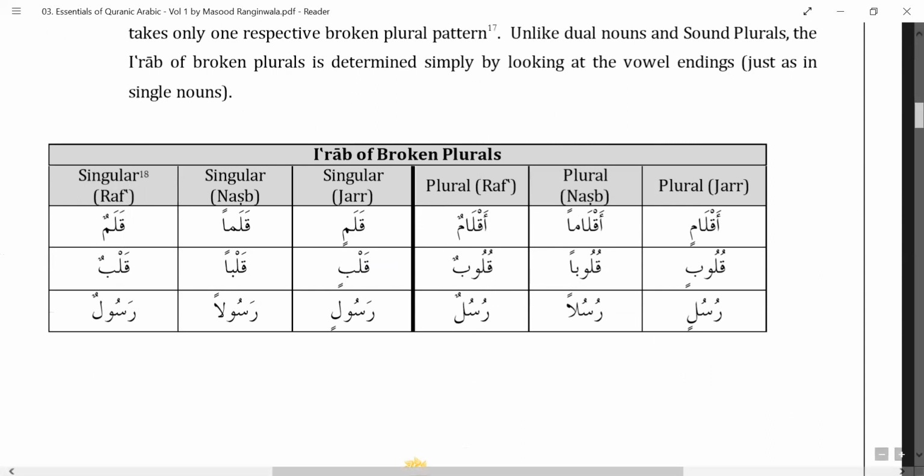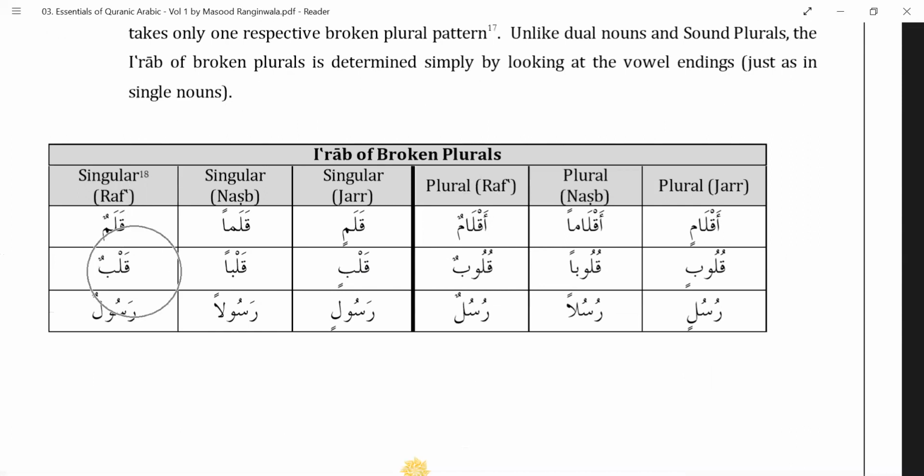So you see, qaf, lam, and mim completely broke. One alif came in between, after this lam. So aqlamun, aqlaman, and aqlamin. Qalam is one, aqlam is plural. That's how you're going to learn. You have to say qalam, one pen, aqlam, plural. Qalam, aqlam, qalam, aqlam. You have to keep repeating like that.